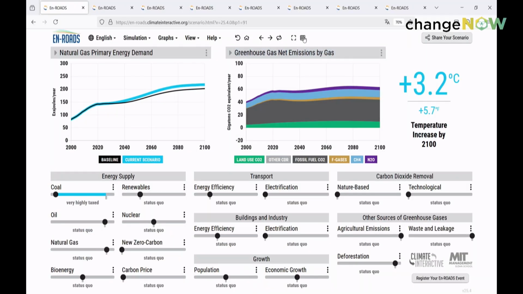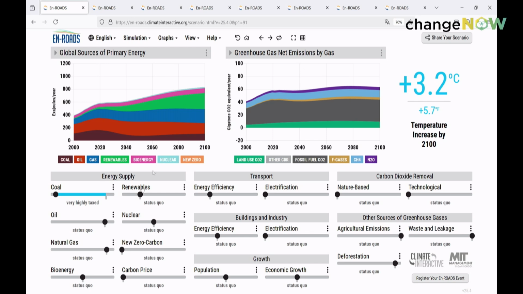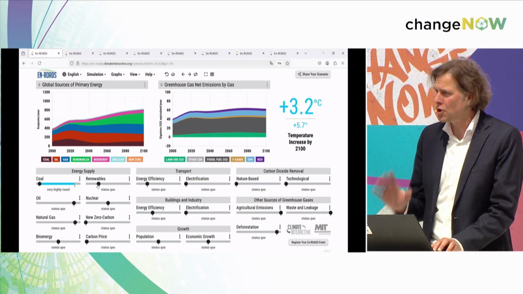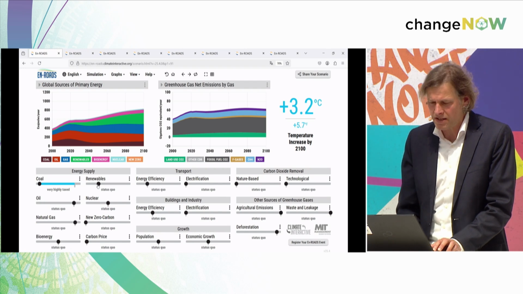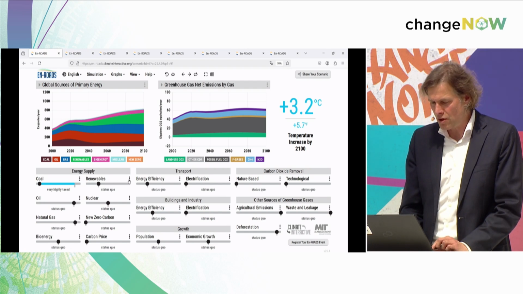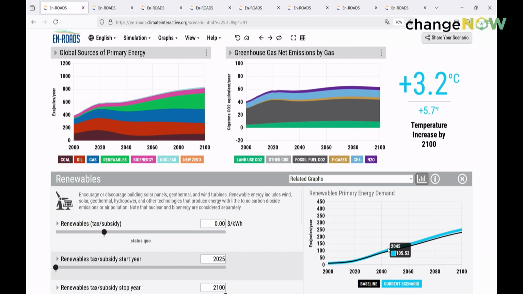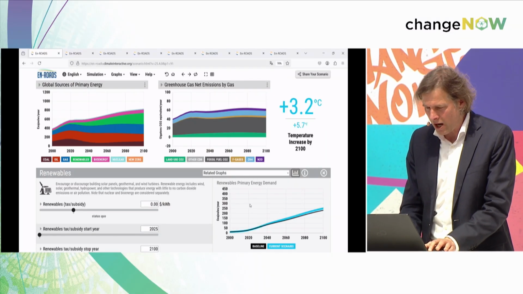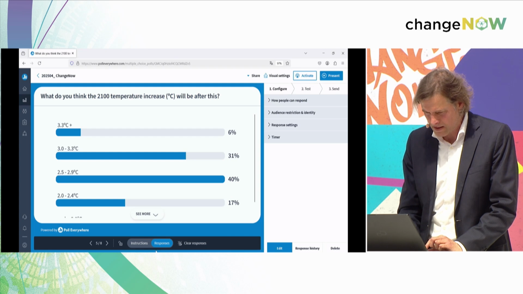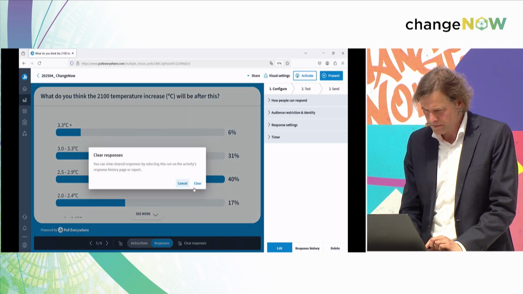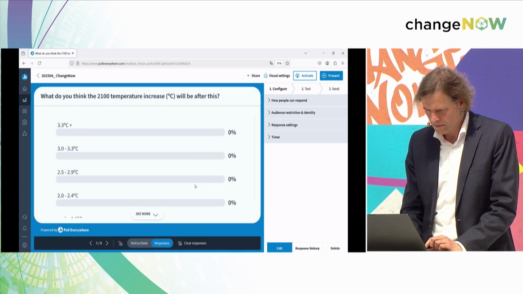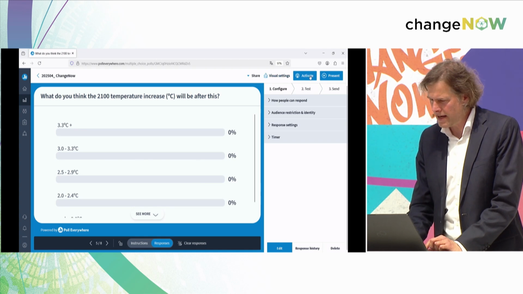Okay, good. The second idea was to push renewables. What do you think happens if we are pushing renewables? So we are incentivizing the renewables. And for this, you need to know that we are already assuming an increase of renewables until the year 2100. What do you think is going to be the impact on the energy mix and the emissions if we are incentivizing renewables? So I'm going to clear the responses. There you go. And activate.